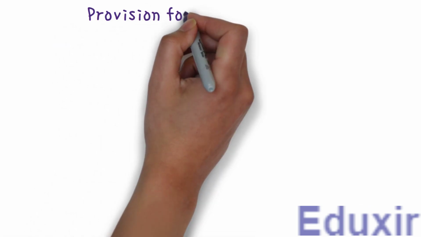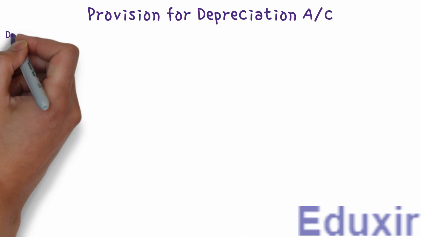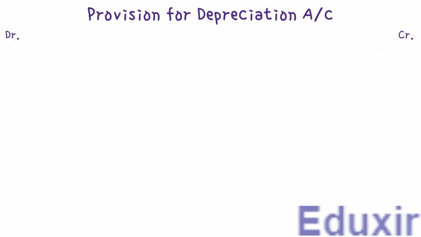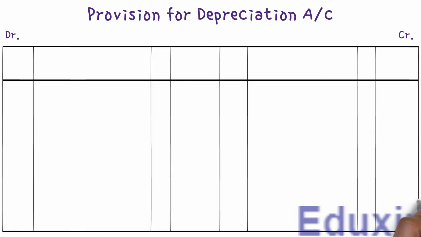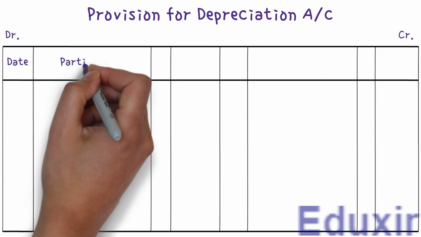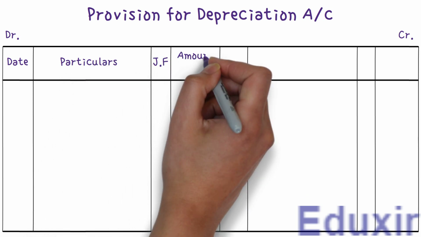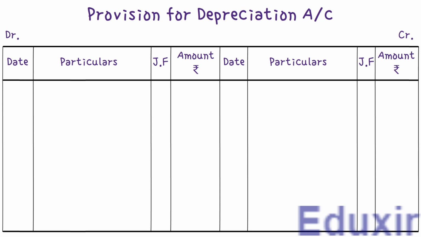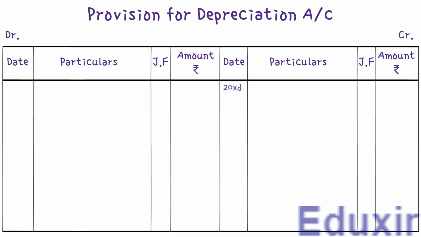Let us first write the title as provision for depreciation account. Let us then write the headers DR and CR to designate the debit and credit sides respectively. Let us now have the individual columns for date, particulars, journal folio, amount in rupees on both the debit and credit sides. Now, as this is going to be the first entry, let us first write the year in the date column. Let us then write the date.